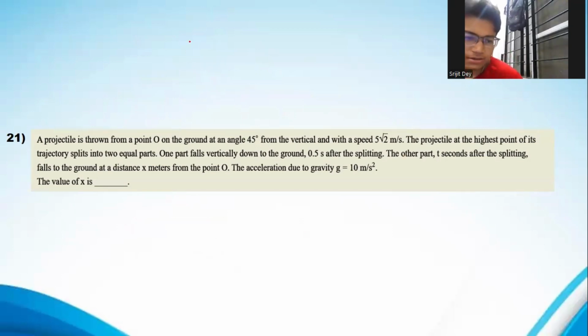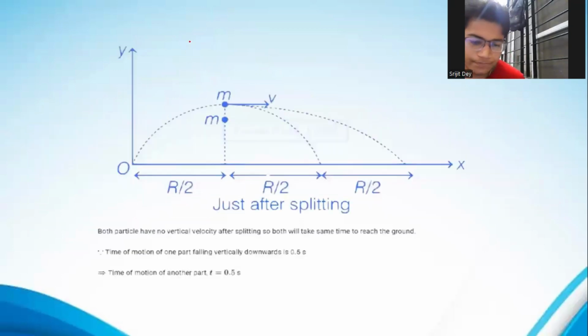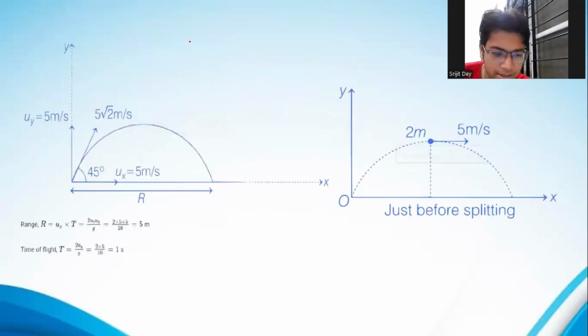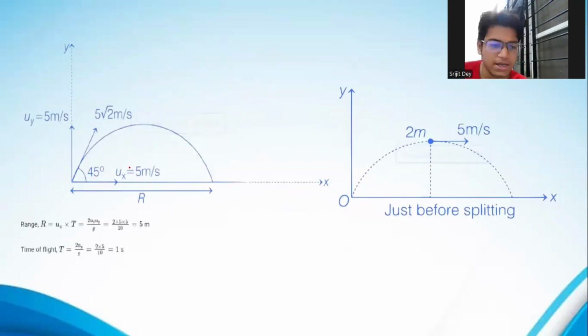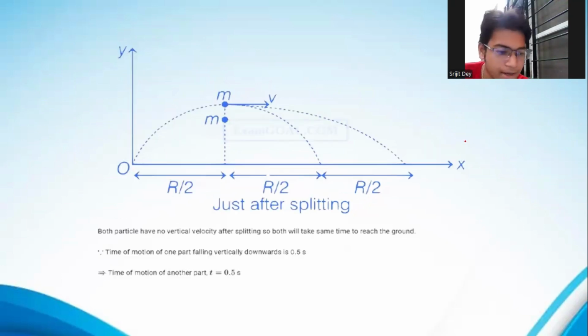Okay, now this is a good question that you need to understand. So for the value of x, we need to understand that the value of x is nothing but 5 by 2 meters, that is 2.5 meters. Okay, the value of x is 2.5 meters. In this case, you have to understand just before splitting, what is the velocity, and after splitting, what is the velocity, and from there, what we need to do is to apply conservation of momentum.